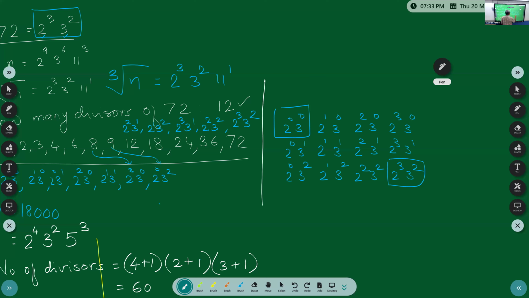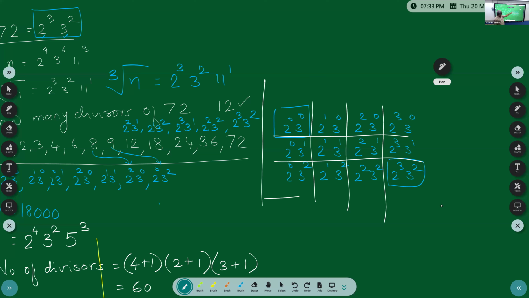We have all the divisors with us, all 12 of them, and we want to have a sum. Suppose we add the first column. What will happen? 2 raised to 0 will come out common, inside the bracket 3 raised to 0 plus 3 raised to 1 plus 3 raised to 2. We can do it for the first column like this. 2 raised to 0 is 1, but I am deliberately taking it as common. Then I am supposed to add. I have already added the column. So now I am supposed to add the summation of column 2.